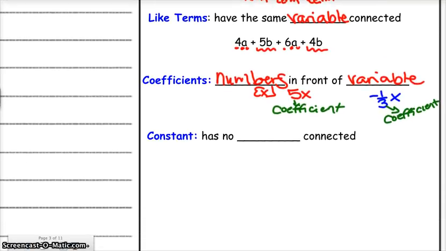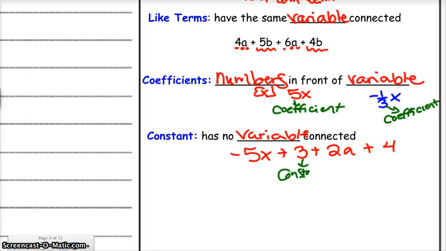A constant has no variable connected, okay? Constant has no variable connected. It stays constant, it doesn't vary. If I had negative 5x plus 3 plus 2a plus 4, my constants are the ones that don't have that variable. 3 is a constant. 4 would be a constant. They're not varying, they don't have a variable connected to them.